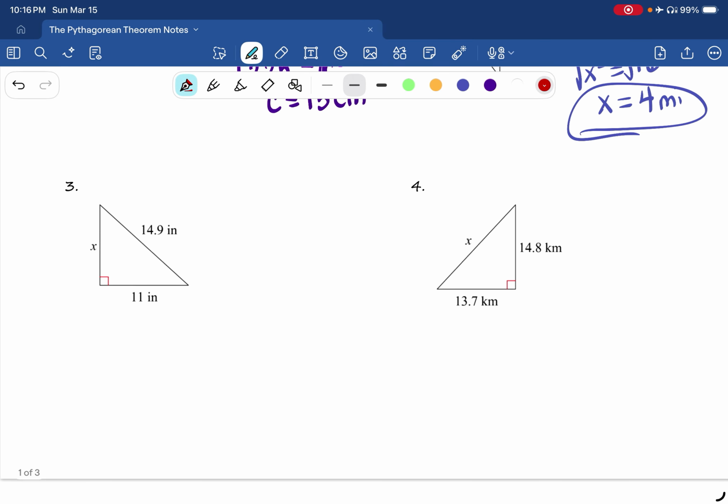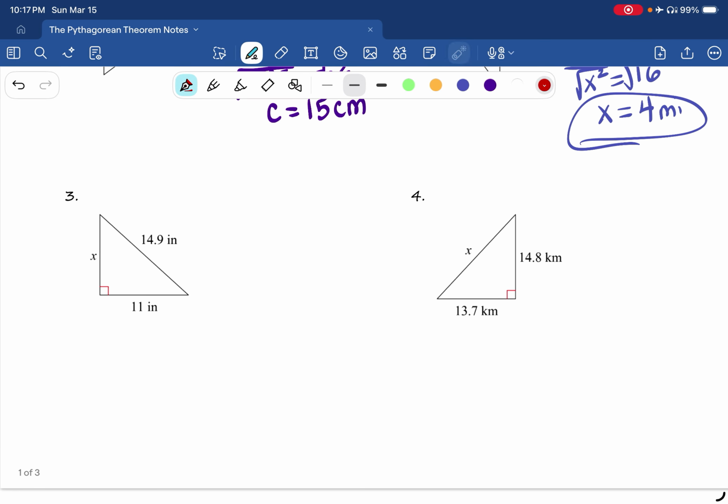All right, number 3. So if you look at this example, you notice that the side across from that right angle, right here, that side C is 14.9. That is our C. X is one of the legs, and 11 is one of the legs. So let's write the Pythagorean theorem. A squared plus B squared equals C squared. So I'm going to call A X. X squared plus 11 squared equals 14.9 squared.